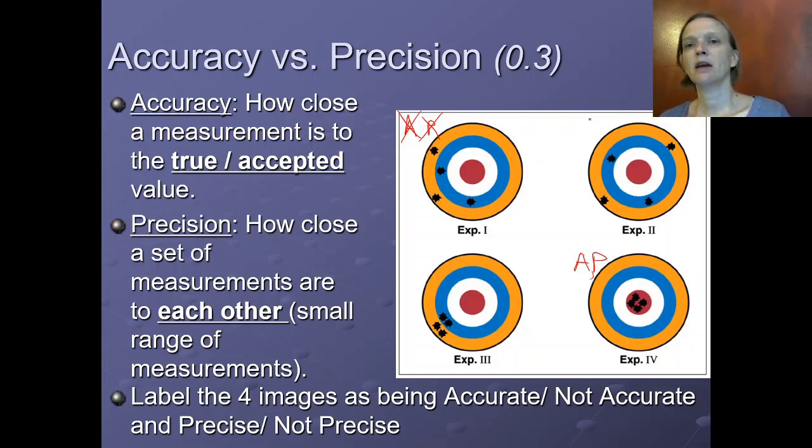This example is at least somewhat accurate. We seem to be going on all sides of the target, so at least we're not consistently to one side. We're surrounding the target, but this is not precise because our measurements are all spread far apart. In this example, this is precise because our shots, our measurements, are all very closely clustered together. But this is not accurate because we're not anywhere near the bullseye. Okay, so this picture helps represent accuracy versus precision.